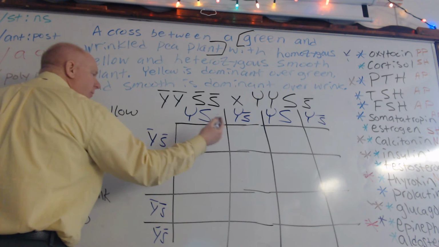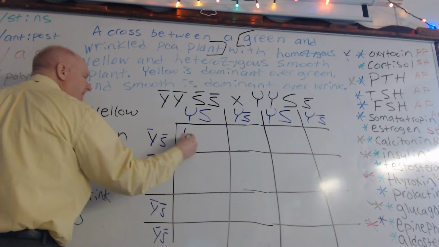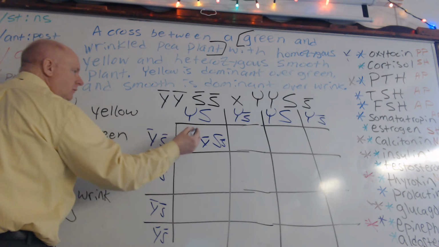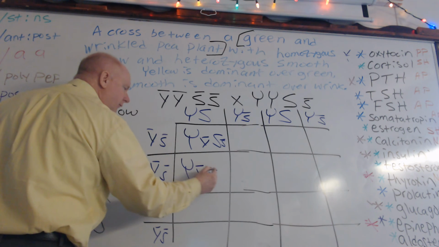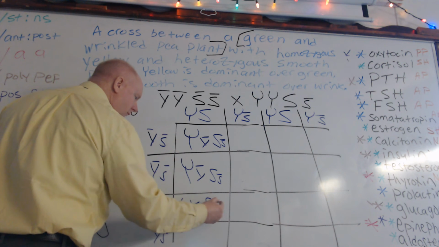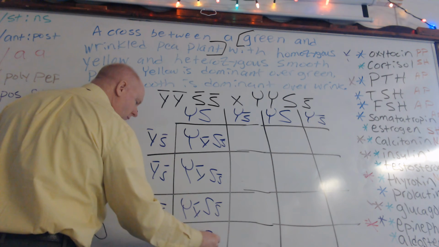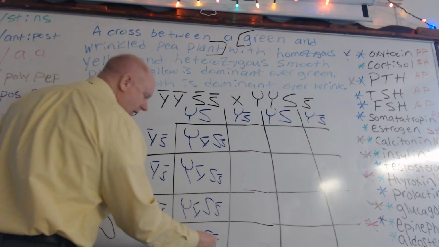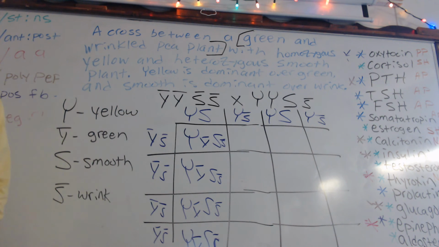So inside this box, big Y, little y, big S, little s, all the way down. I think that's right. You see, if you have a little bit of bad handwriting, a line over the top, you know which one's the recessive trait all the time.